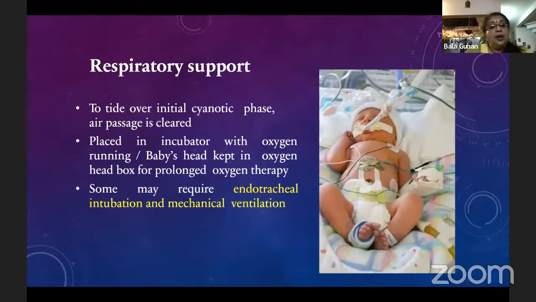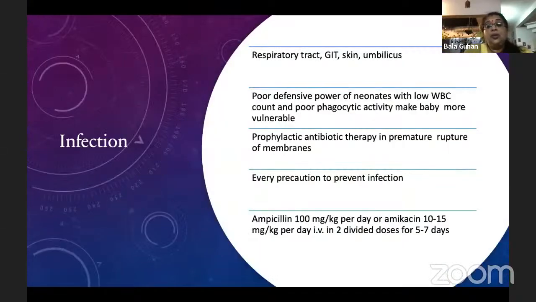Respiratory support is usually given to tide over the initial cyanotic phase, and after the air passage is cleared, the baby is placed in the incubator with oxygen given, using nasal prongs or CPAP or whatever. And some babies may even require endotracheal intubation and mechanical ventilatory support.